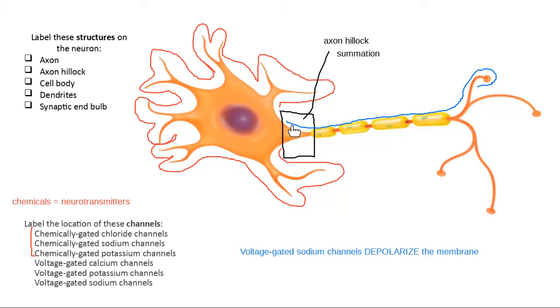Which kind of channel helps me to repolarize the membrane? Who helps me to repolarize the membrane? Yeah, now it's those voltage-gated potassium channels. Voltage-gated potassium channels are the ones that repolarize it, that help me get back to normal.